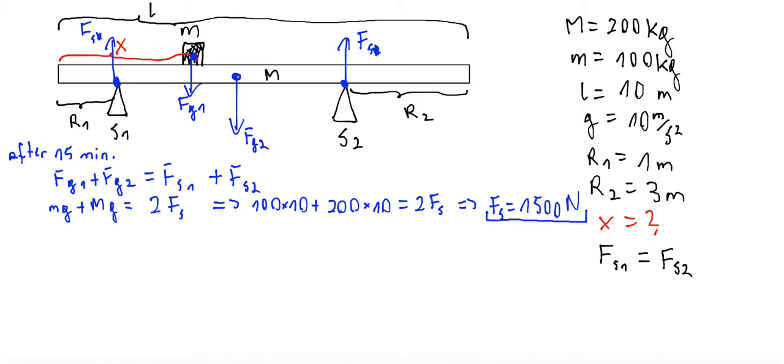Okay? And now, the second equation for rotational equilibrium. So let's imagine that the object is able to rotate around this pivot.